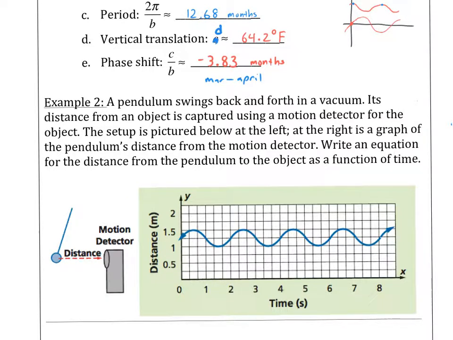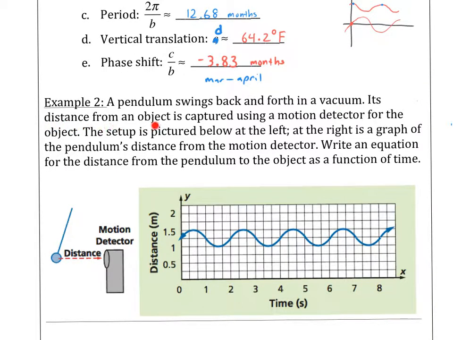So let's take a gander at example 2. Now we have the graph already given to us, so we're going to interpret this. All right, a pendulum swings back and forth in a vacuum. Why in a vacuum? Because no wind resistance, so it doesn't slow down necessarily from the wind.